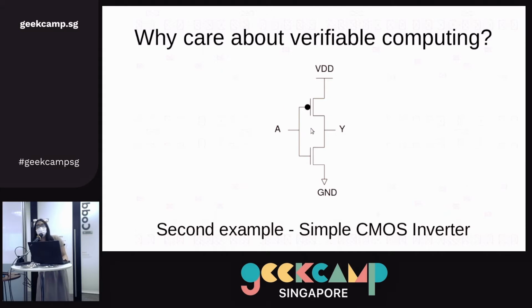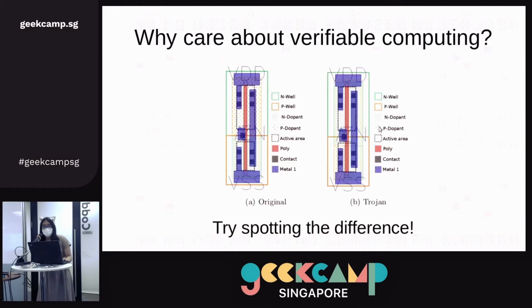So let's consider when A is actually 1. What happens? This NMOS transistor gets turned on, and it effectively sinks all the current from VDD to ground. So the output logic is 0, and vice versa. So here is a sample implementation of an inverter on a chip, right? Try spotting the difference though. The two of them, there is a difference. It's just very difficult.